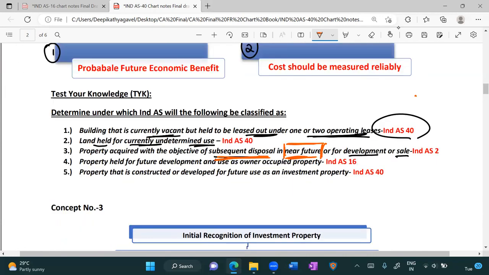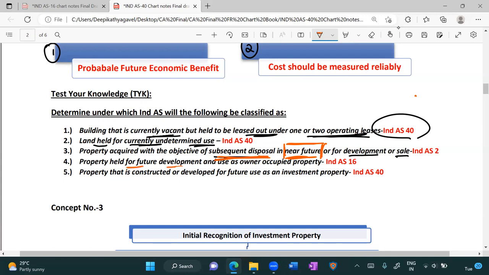So it will be classified as what? Inventory under IND AS 2. It is very important. Whenever you see subsequent disposal, need not be just for capital appreciation. You need to see the duration there, whether the subsequent disposal is to be done in the near future or later. If later, then it will come under IND AS 40. If you're planning to do the subsequent disposal in the near future, then it will be treated as inventory and it will come under IND AS 2, right?